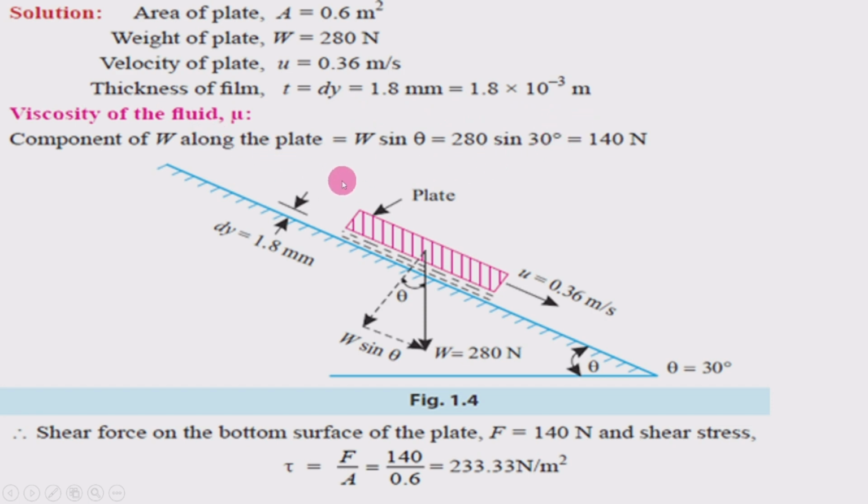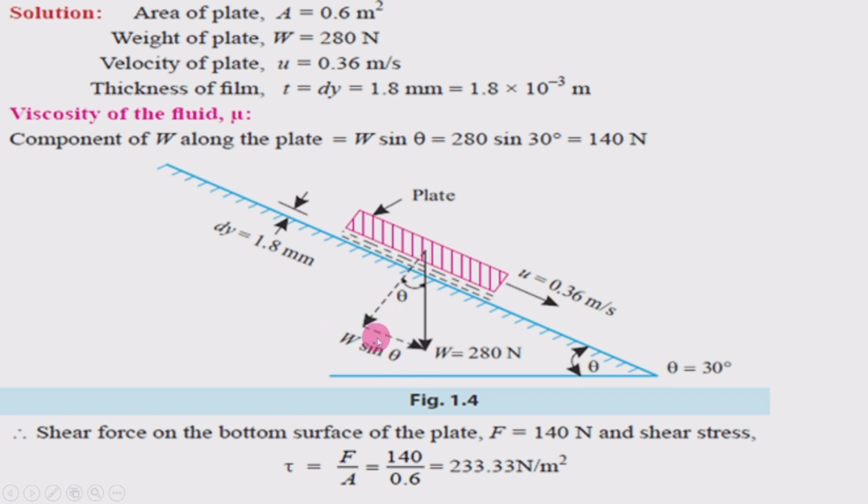First, to find the viscosity of the fluid mu, we need to find the component of weight along the plate. For that, this sketch is taken. Here the weight is acting downwards. W is equal to 280 Newton, and it has two components. One is at right angle to the plate, and the other component is along the plate.